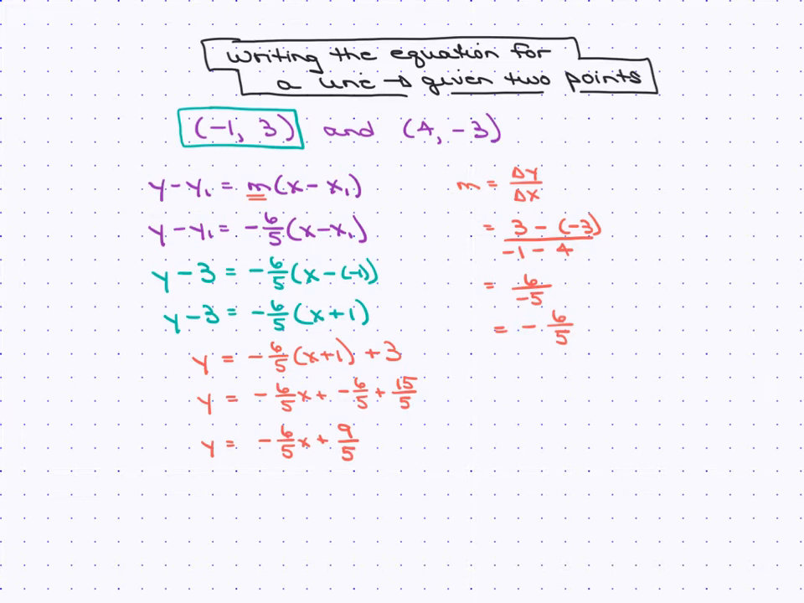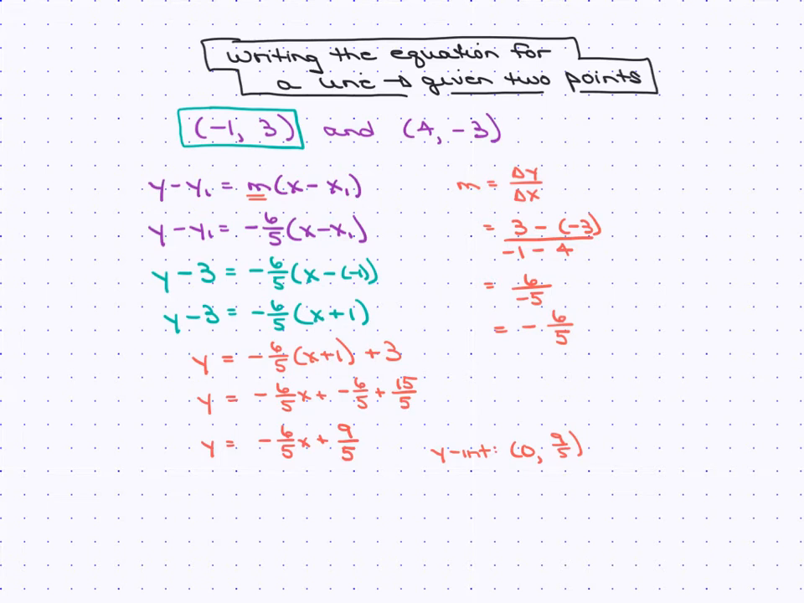So great. Here I have it now in slope-intercept form. This is great if I want to find my y-intercept. It's easy to see. And this is also, since I'm in function form, I can easily input new values for x and find their outputs y.